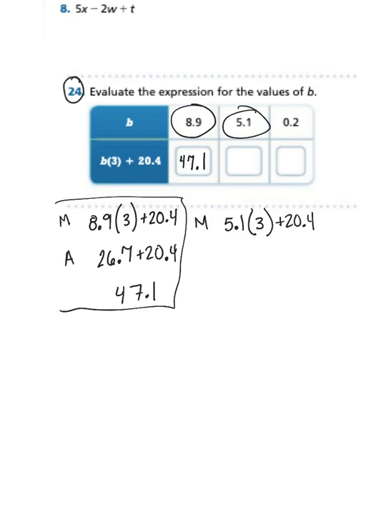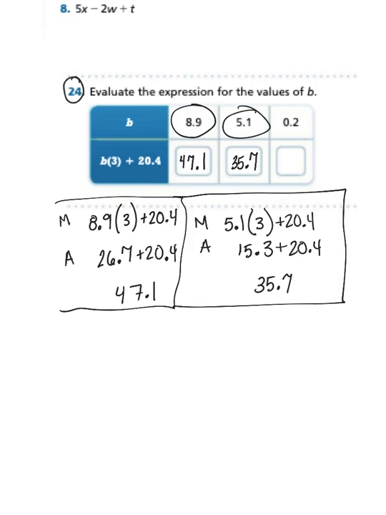First, we have to multiply 5.1 times 3, which is 15.3, and then we have to add it to 20.4, which gives us 35.7. So on this second one, if B was 5.1, we would come up with 35.7. Do you see how it's 3 separate problems? Yes, it's written in a table. Don't let that confuse you.